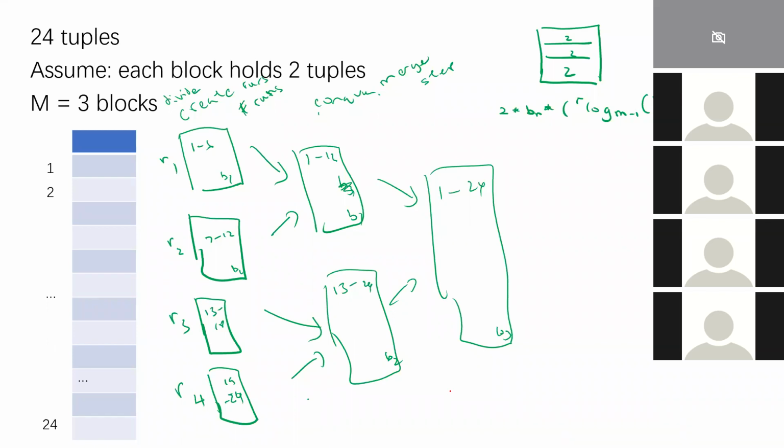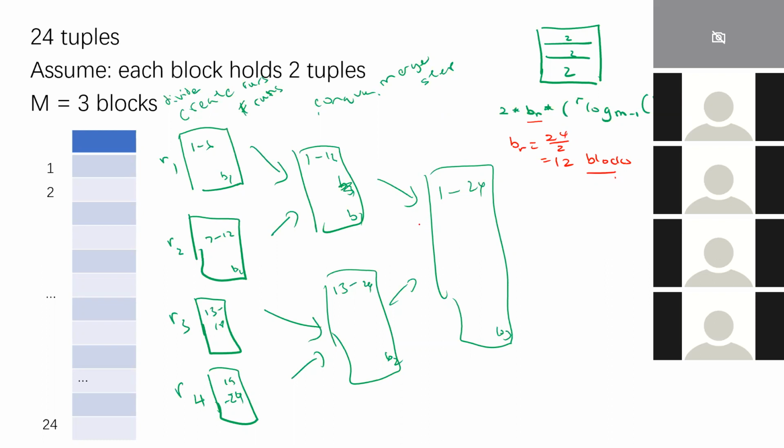Okay, we're going to start now. Thank you for your patience. The first thing to do is find out the number of blocks in my relation. Now I have 24 tuples, 24 divided by 2, which equals 12 blocks.